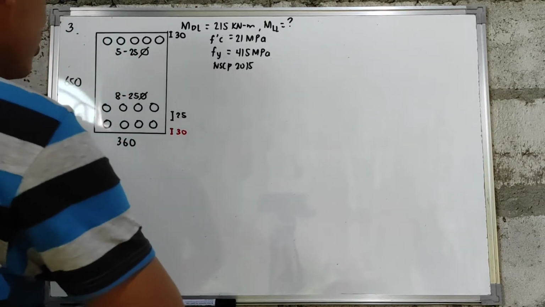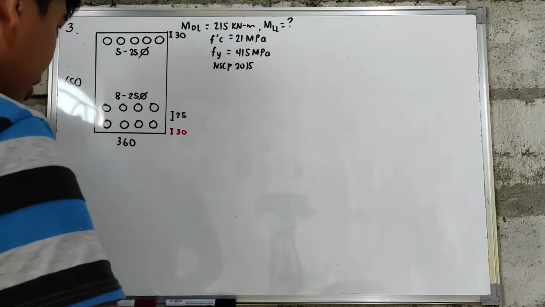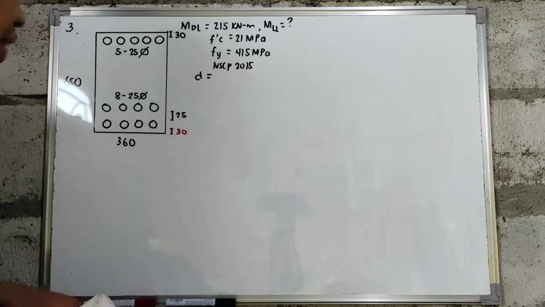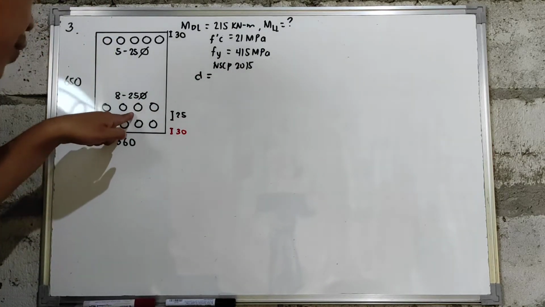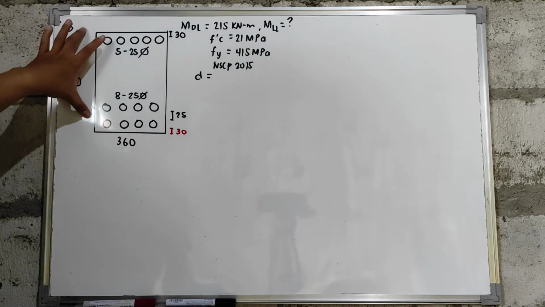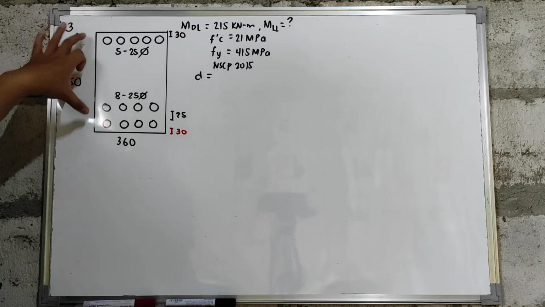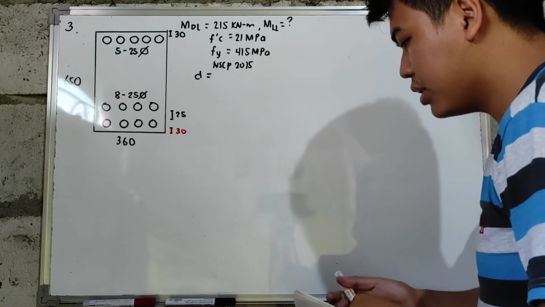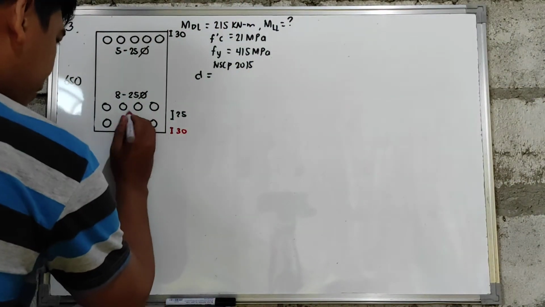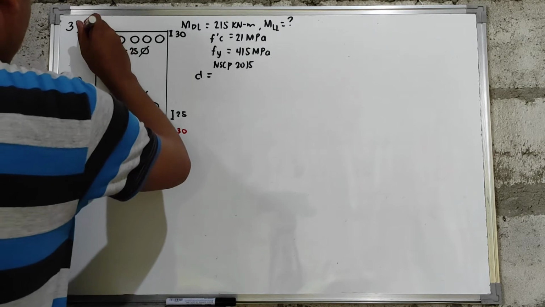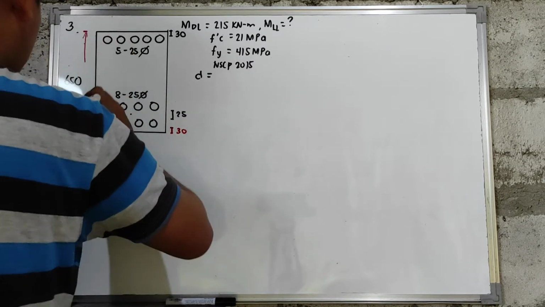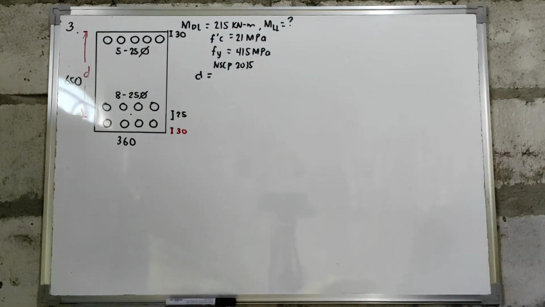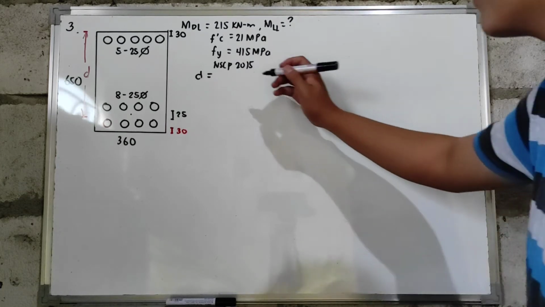So bago natin ma-solve yung mga problem natin dito, kailangan muna natin malaman yung value ng effective depth natin. Again, yung definition ng effective depth natin, from the center of your reinforcement to the outermost fiber ng beam natin in compression. So if we are going to draw that, eto yan, from the center of your reinforcement to the outermost fiber in compression, that is the value of your effective depth. Now, yung total depth natin, that is 650.